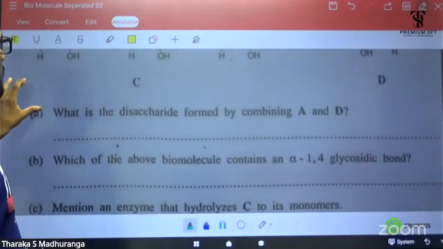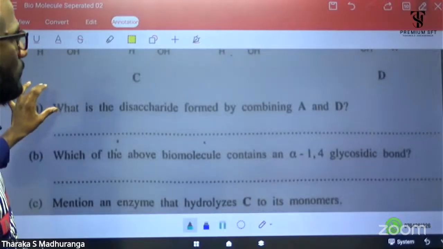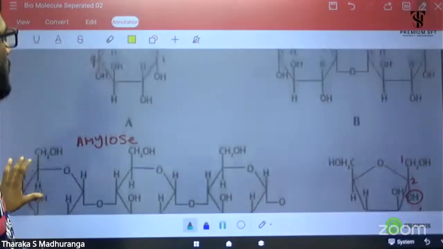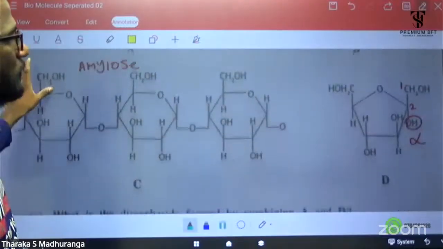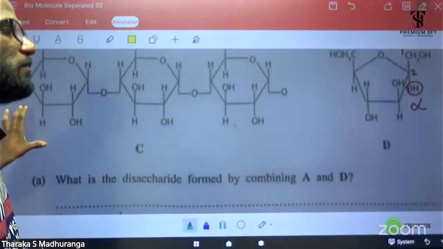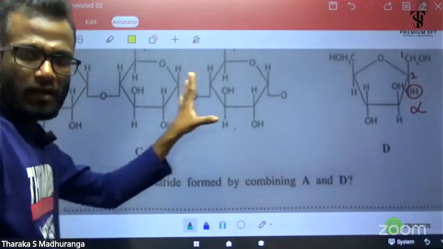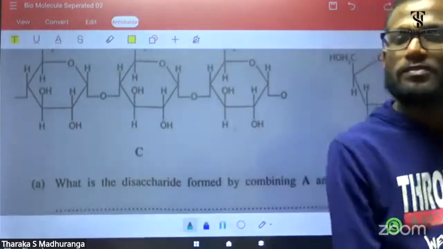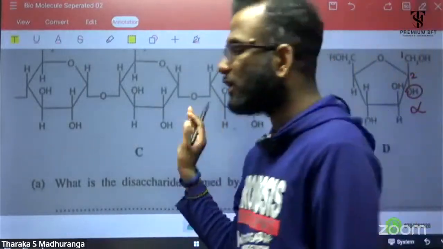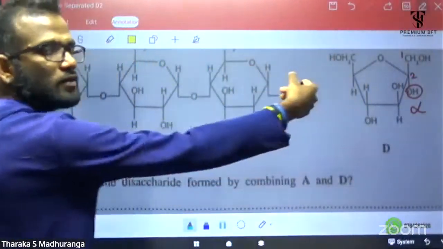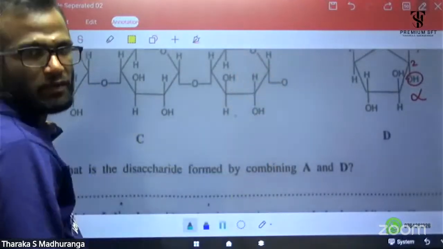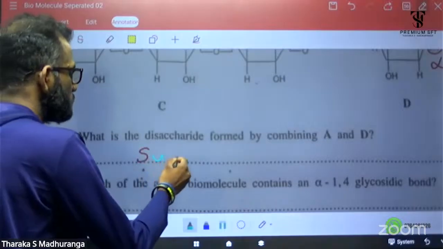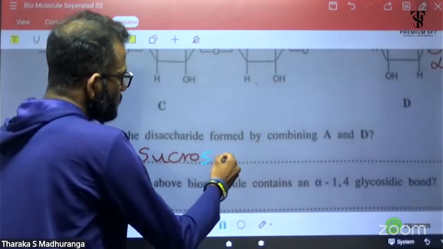So, what is the disaccharide formed by combining A and D? A is alpha glucose, D is alpha fructose. But it is not correct. They expect the answer sucrose, but it has a mistake. It should be alpha glucose and beta fructose, but they gave alpha fructose. The answer is sucrose, no problem.